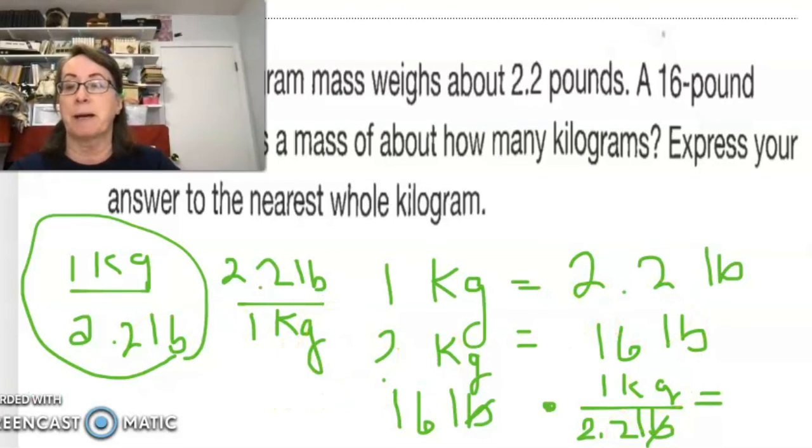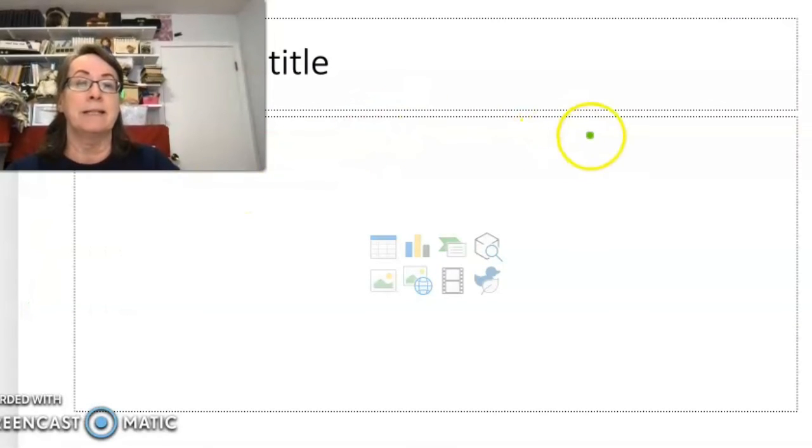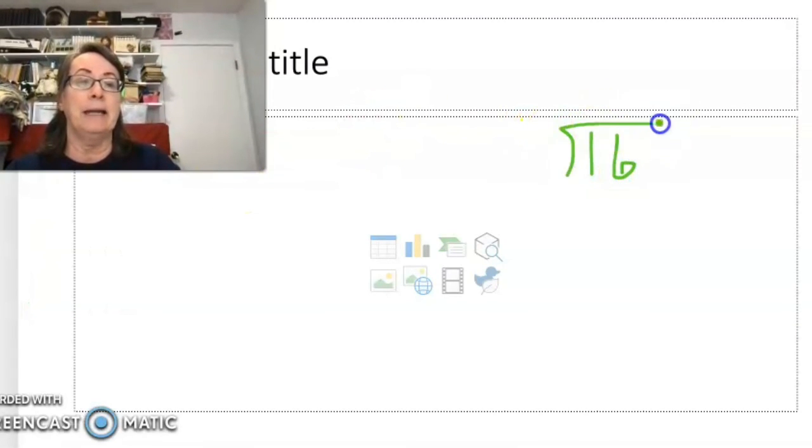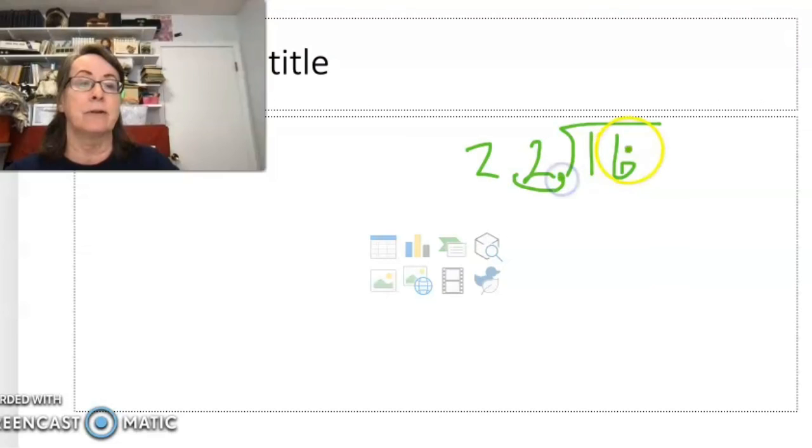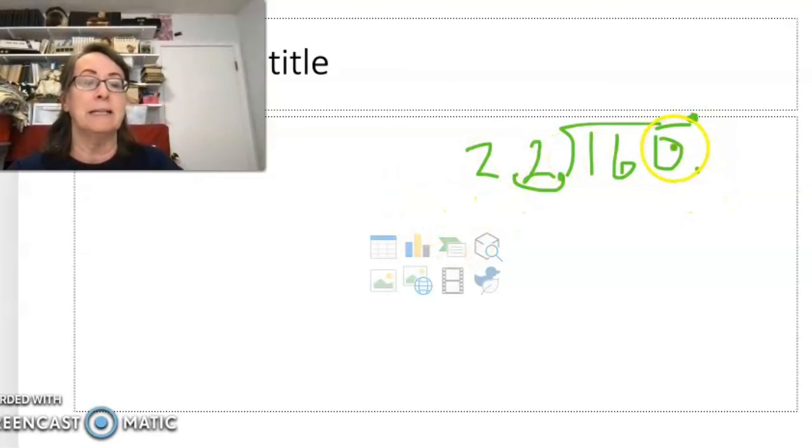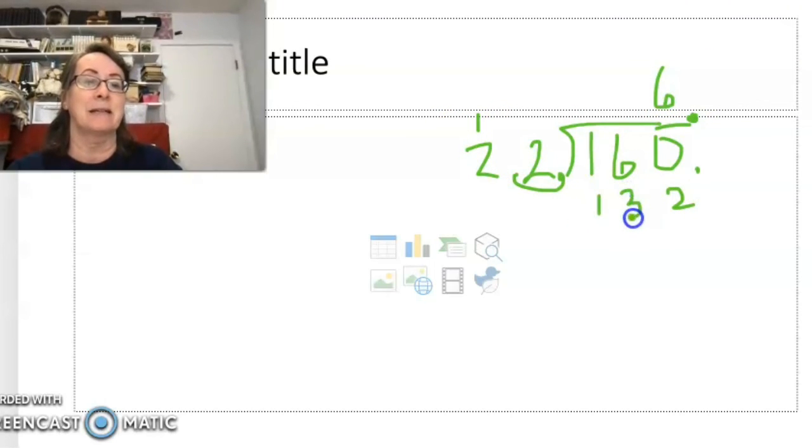Okay, so let me see if I've got a spot to do that on. Oh, I don't even have a spot. So let's see if I can insert a little slide. So we have 16 divided by 2.2. And we're going to slide this over 1, add a 0, put our decimal point there. 22 into 16. I'm going to say maybe, well, let's try 6. 6 times 2 is 12. 12, 13. I think it's going to go one more time. Okay, so let's do 7.